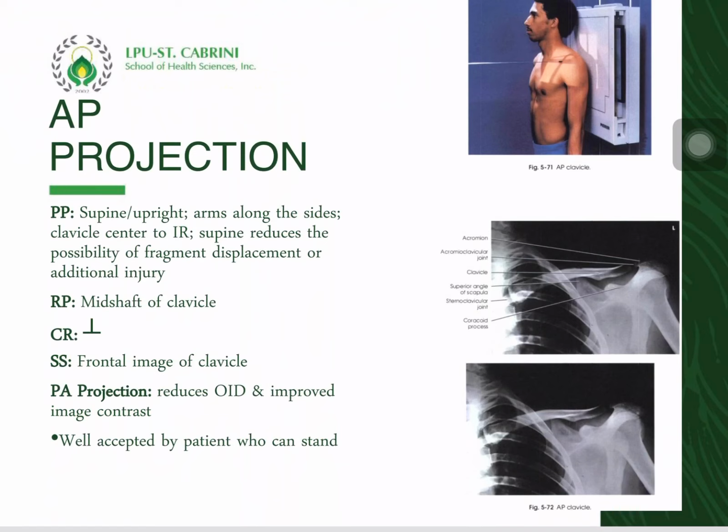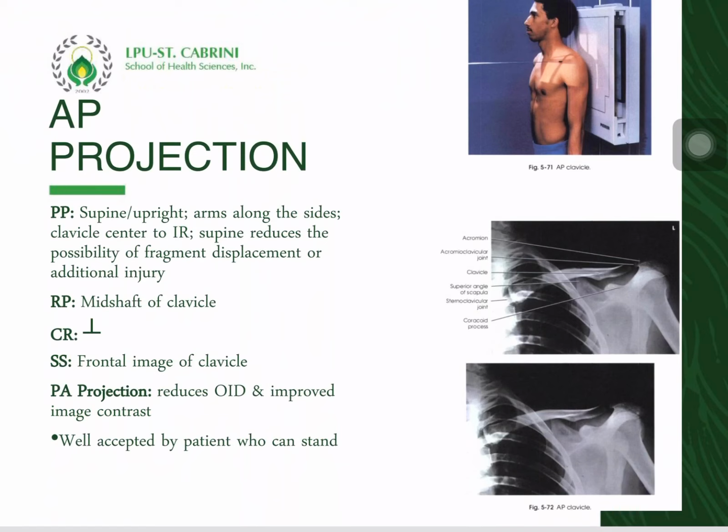Okay, so while facing the X-ray source or the X-ray tube, have the arms placed along the sides with the affected clavicle centered to the image receptor. The central ray direction is perpendicular to the mid-shaft of the clavicle. This projection will demonstrate a frontal image of the clavicle.